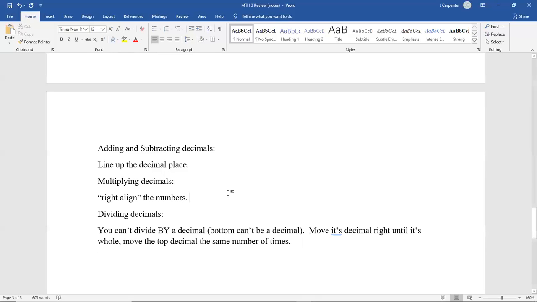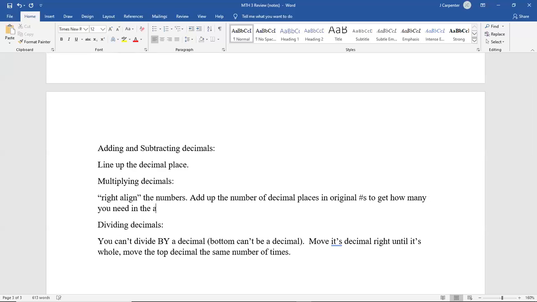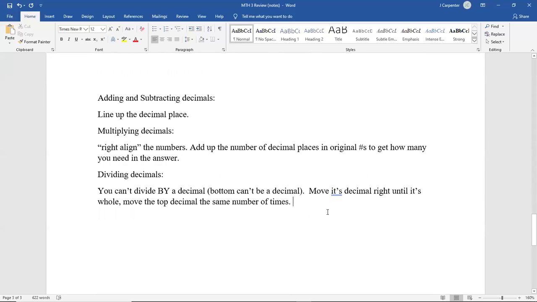Also, one more memo for multiplying decimals. With the right alignment, then you do the multiplication like there's no decimal there to begin with, but then you add up the number of decimal places in the original numbers to get how many you need in the answer. So again, nothing new. And then we're going to go to example 2.